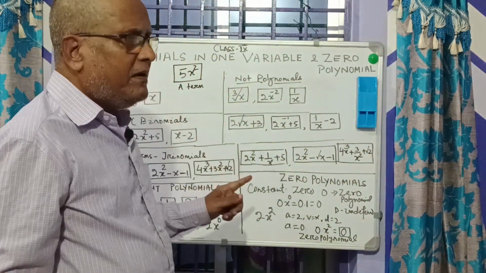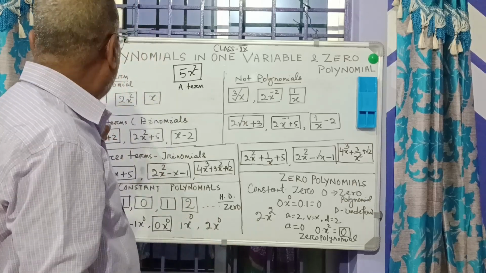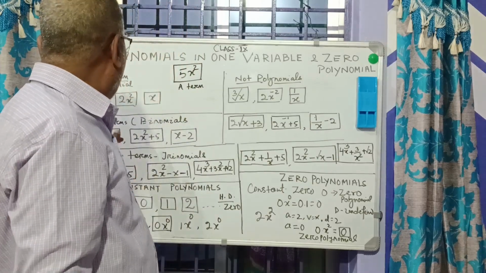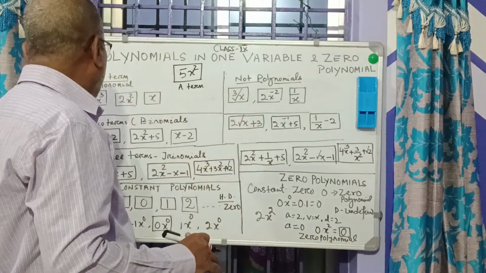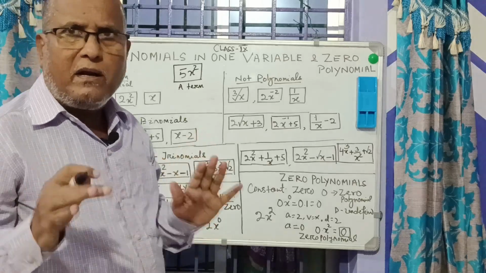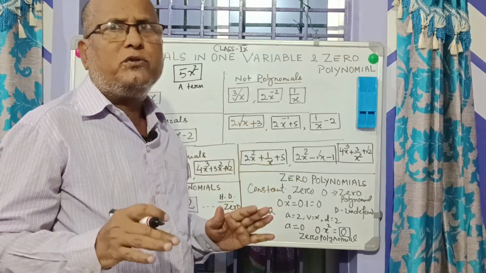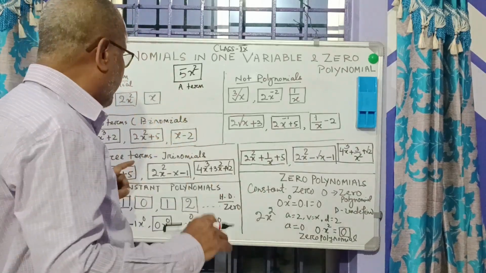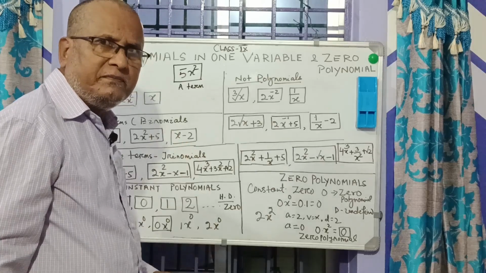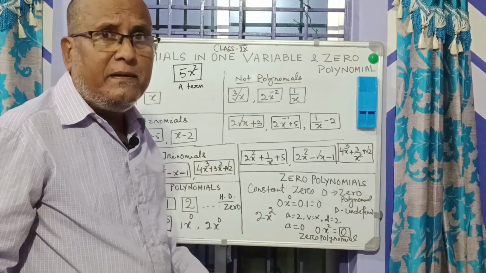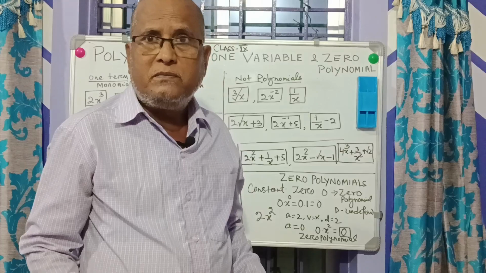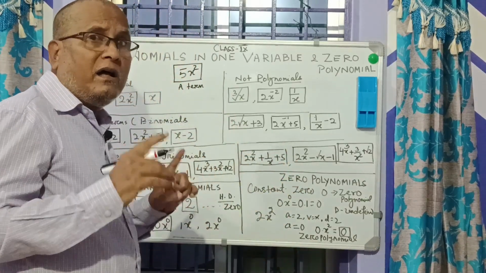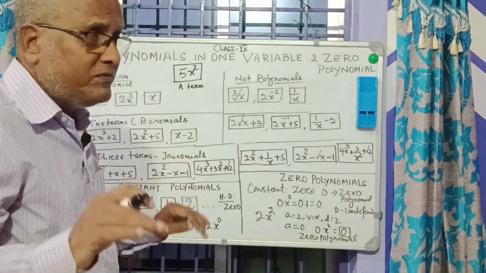A polynomial having one term is called a monomial. So a monomial is also a polynomial. A polynomial having two terms is called a binomial. So a binomial is also a polynomial. A polynomial having three terms is called a trinomial. And similarly, a polynomial having four terms is called a quadrinomial. And a polynomial has a finite number of terms.